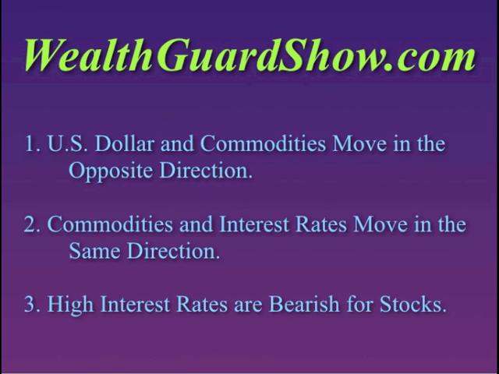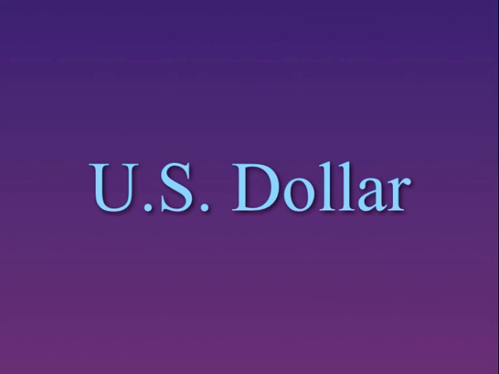Now what we do is we analyze these four components, and then we look at where the strengths are and where the weaknesses lie. In understanding these key relationships, we look at the evidence and come to a conclusion as to where the market is headed from there. And we begin first with the US dollar.